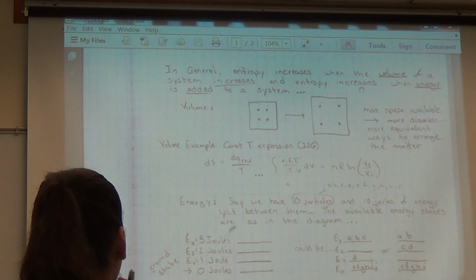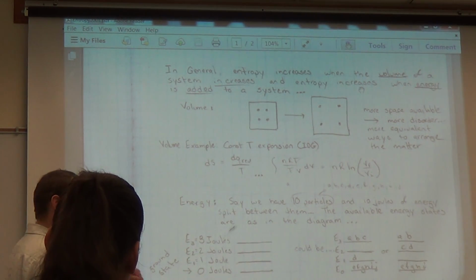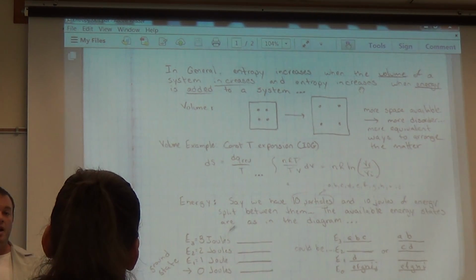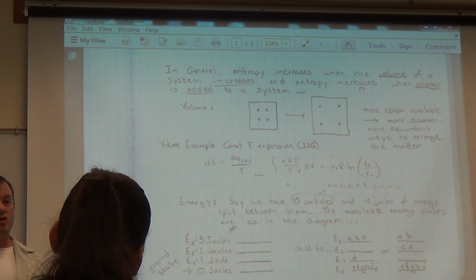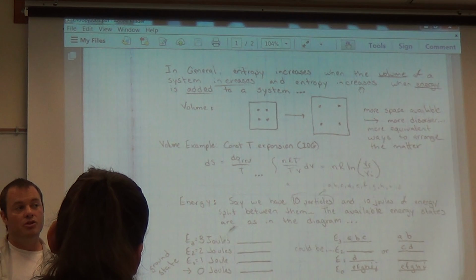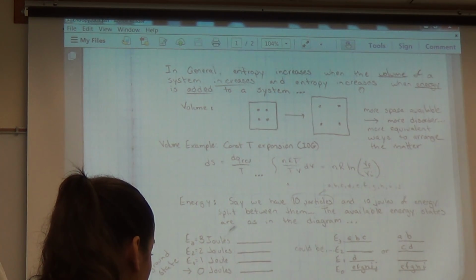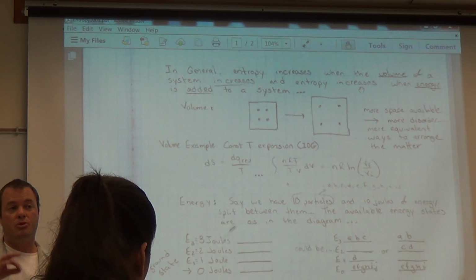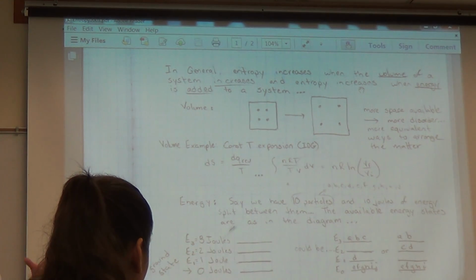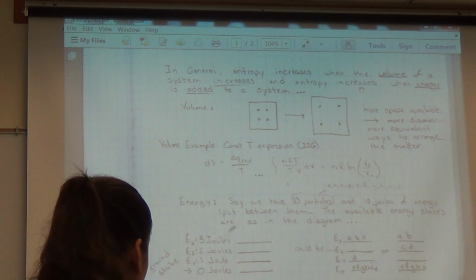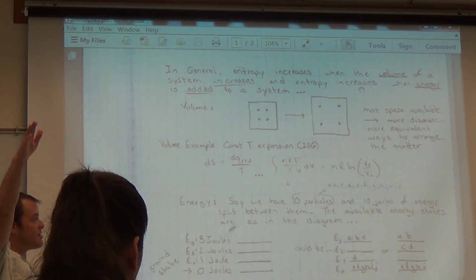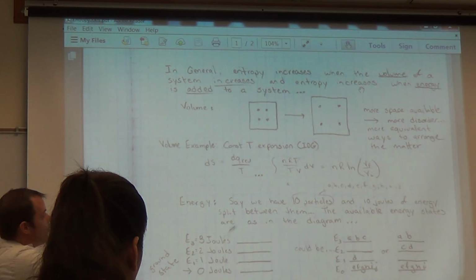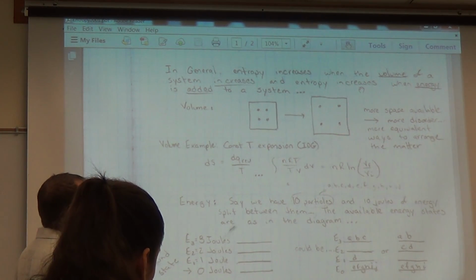Whenever you're doing entropy calculations, you'll have an initial state and a final state of the system. And regardless of whether or not the actual process occurs reversibly or irreversibly, if you're calculating entropy, you have to find a reversible path that links the two states. And if you calculate dq reversible over T along that path, you'll get the entropy change for the change in state.